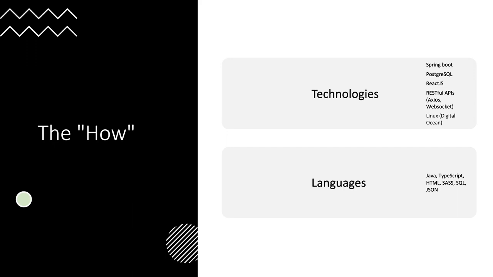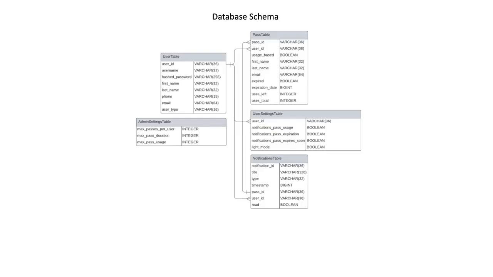Our servers are backed with a Postgres installation, which we use as our database management system. We chose Postgres over something like MySQL or SQLite because unlike SQLite, it's way more scalable, and unlike MySQL, it's way more performant. This is the database schema for the back end of our system.